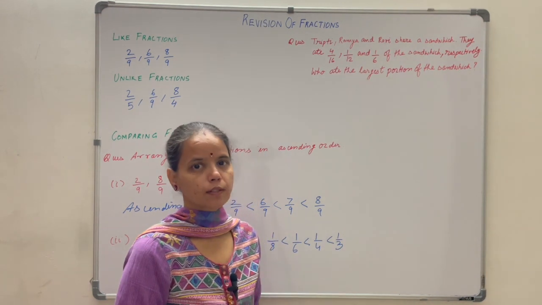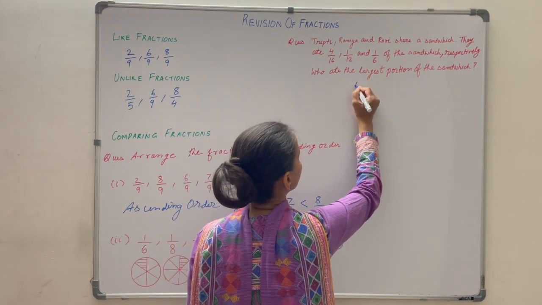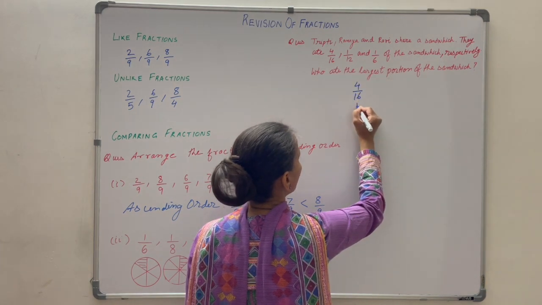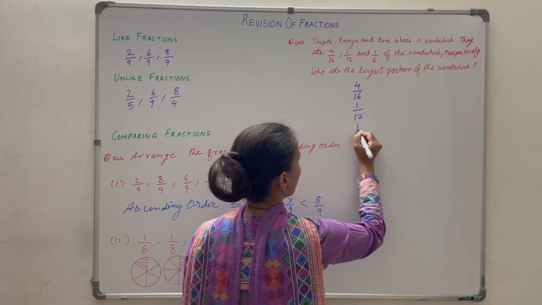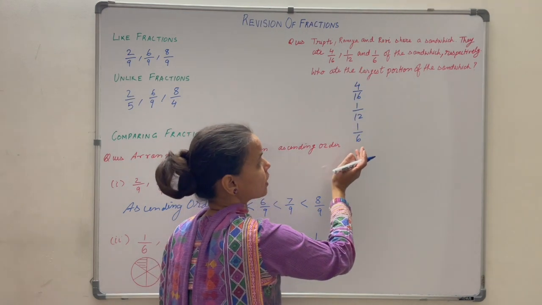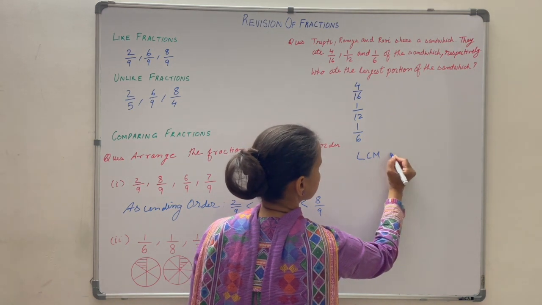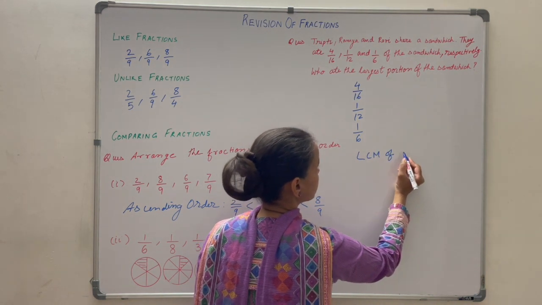So now let us write down these fractions. The first fraction is 4 by 16, then 1 by 12, 1 by 6. To compare which is the greatest fraction, you need to find the LCM. LCM of the denominators.